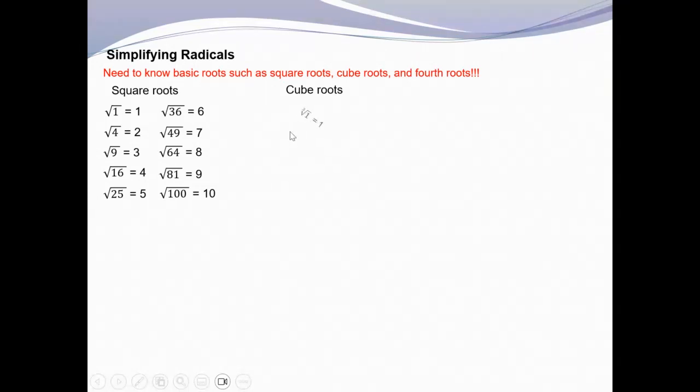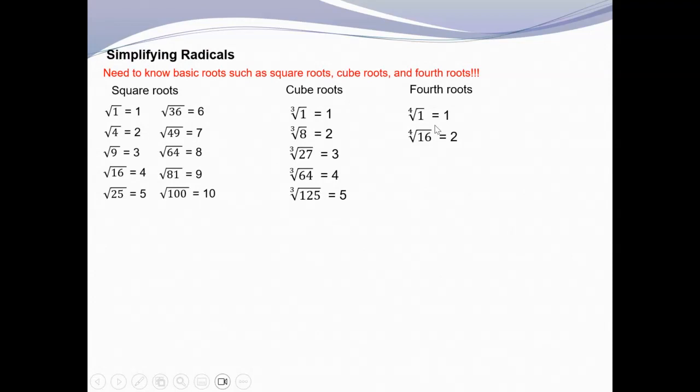And the cube roots: the cube root of 1 is 1, the cube root of 8 is 2, the cube root of 27 is 3, the cube root of 64 will give us 4, maybe know all the way to 5. The cube root of 125 will give us 5. You need to at least know these. Now for the 4th roots, the 4th root of 1 is 1, the 4th root of 16 is 2, the 4th root of 81 is 3, and I believe that's all you've got to know up to there. Okay, but the more that you know, the better. Okay, now how do we simplify radicals?